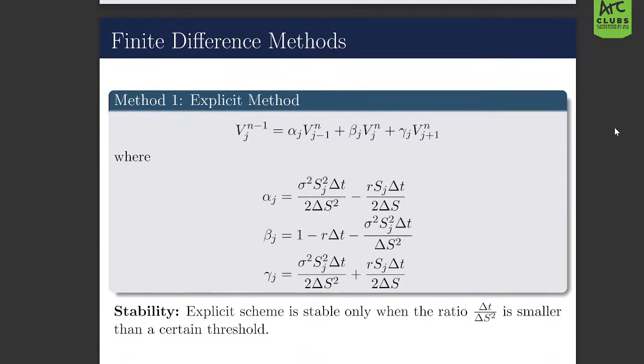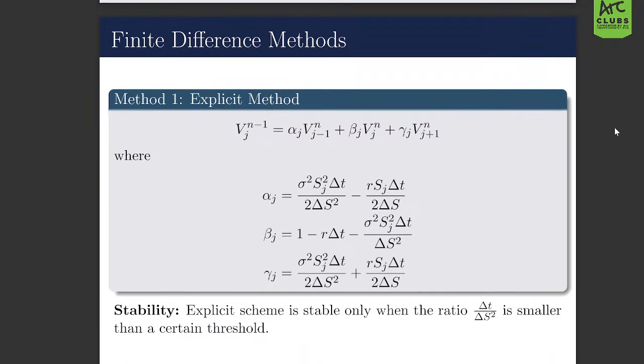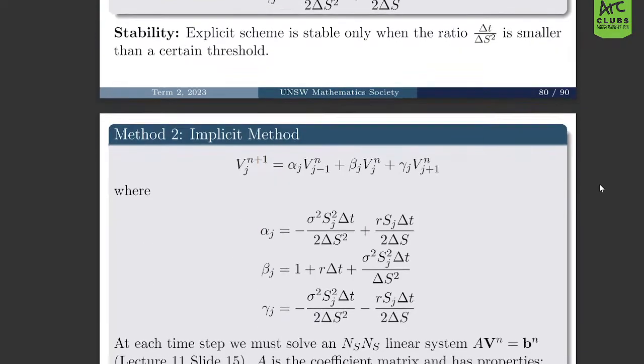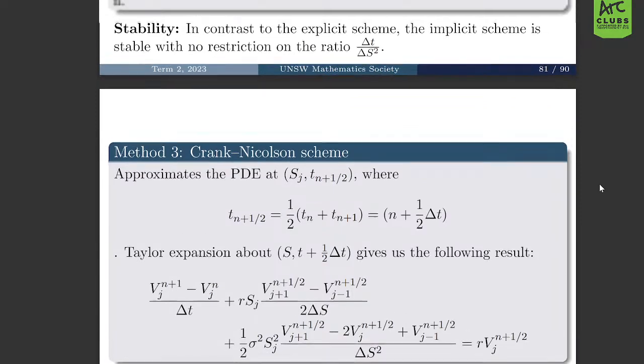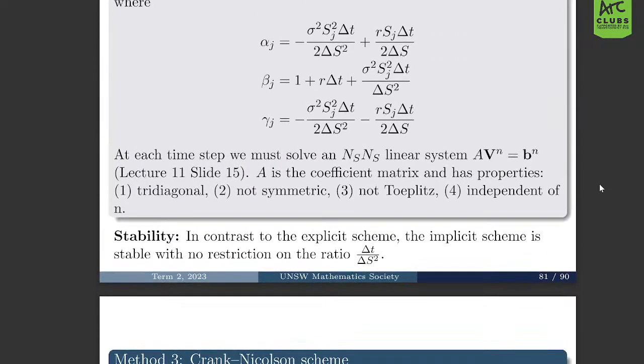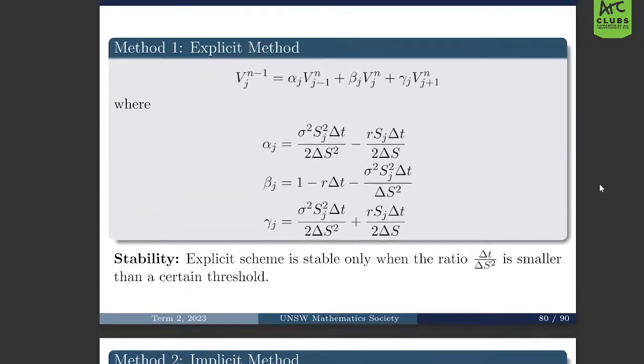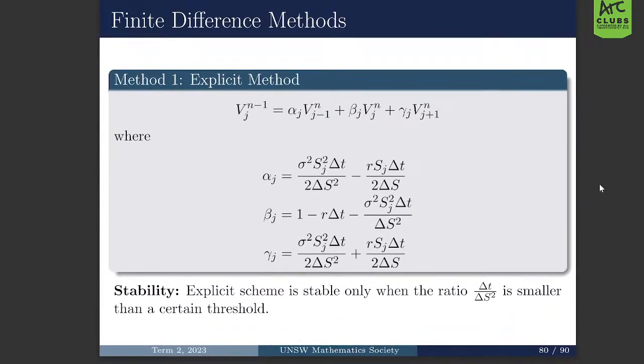So firstly, for the finite difference methods, we have in fact three different methods. One is the explicit method, second is the implicit method, and the third one is the Crank-Nicolson scheme, which is a very complicated way of solving the same thing. So yeah, let's start with the explicit method. So here's the equation or the final result that you can obtain from the method.